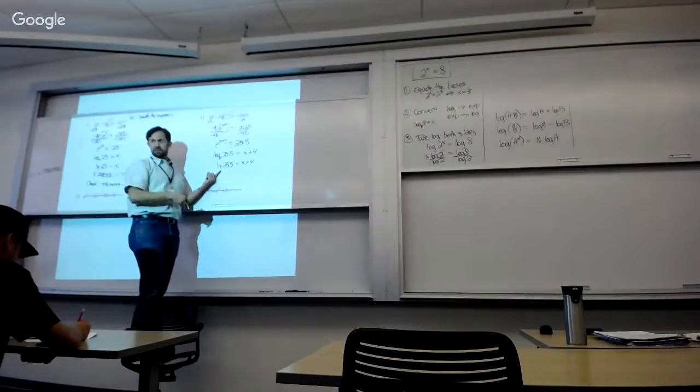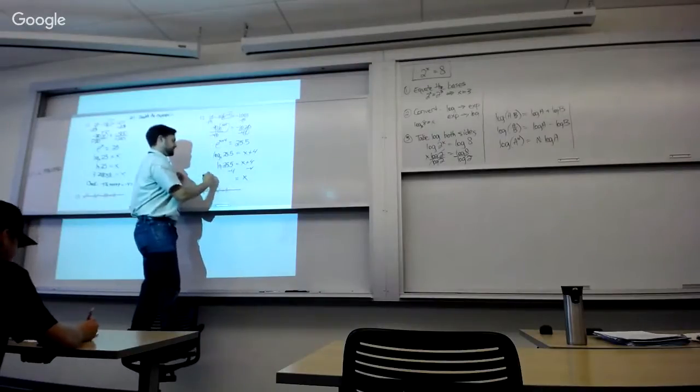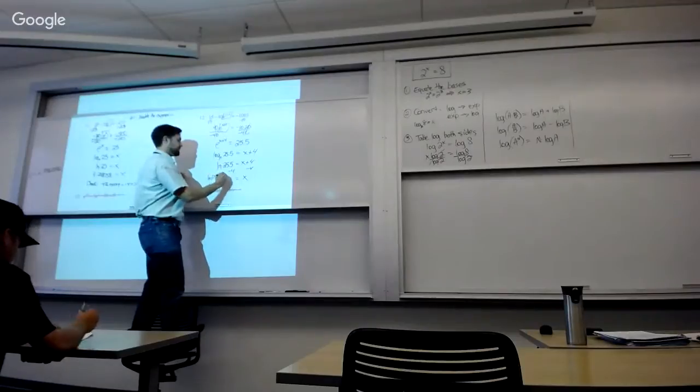That's just something you can type in your calculator. X is being added by 4, so you subtract, and we end up with x equals natural log 25.5 minus 4.